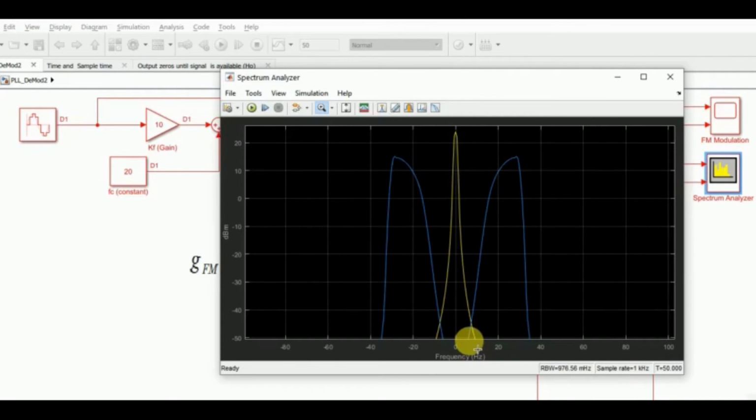So the bandwidth of the passband signal is, by definition, the maximum frequency minus the minimum frequency. So over here we have roughly around maybe 28 hertz. See, you can remove this section and you can remove this section, so roughly around 28 hertz.